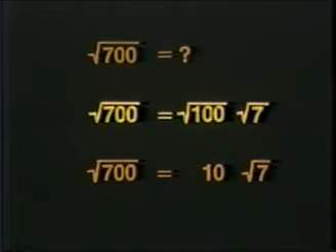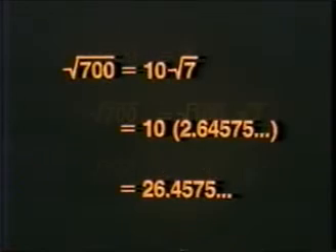Instead, you want to find factors which will disappear, factors which are squares themselves, numbers like 4, 16, 25, 100. Here, 100 works fine. Now we can at least simplify that part. The square root of 100 is 10. We look up the square root of 7 on a table, multiply it by 10, and we have our final answer, the square root of 700.